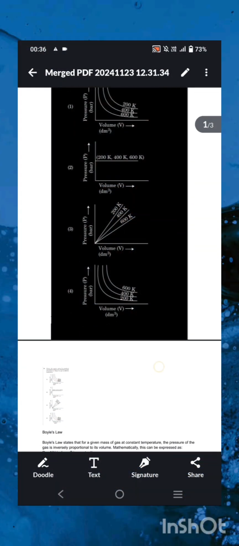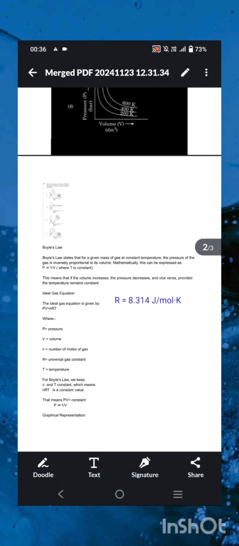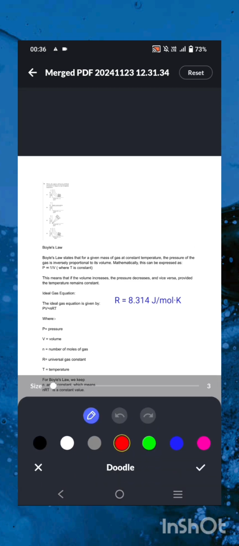Choose the correct option for graphical representation of Boyle's law, which shows the graph of pressure versus volume of a gas at different temperatures.